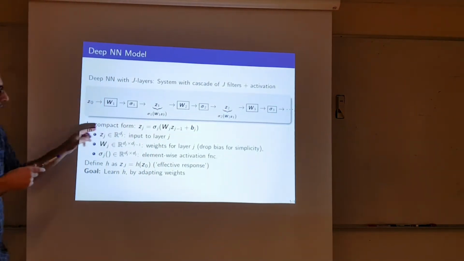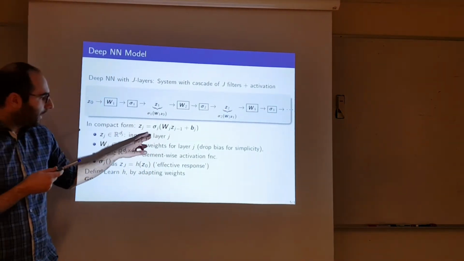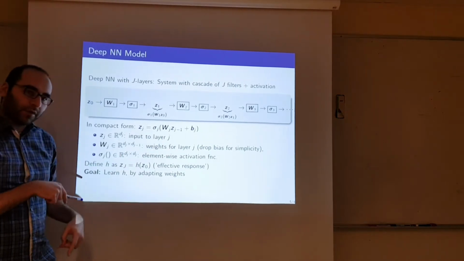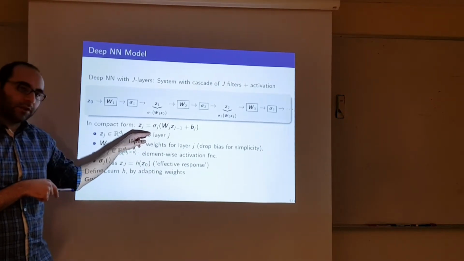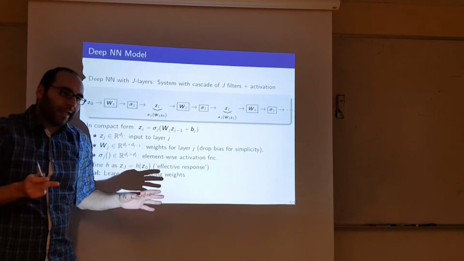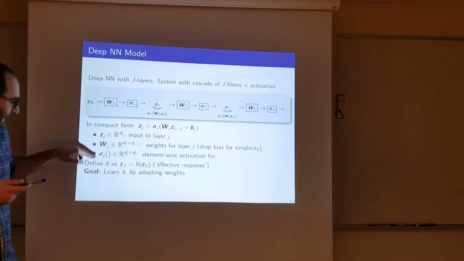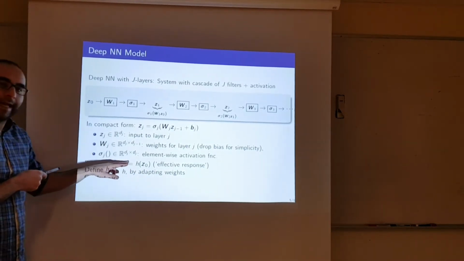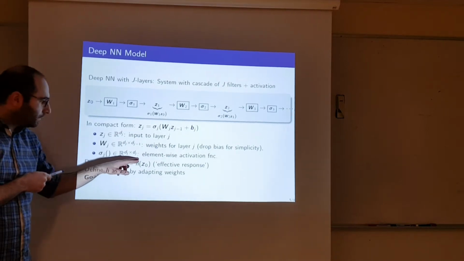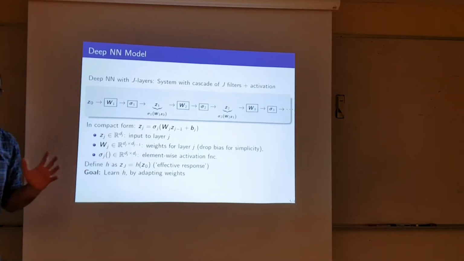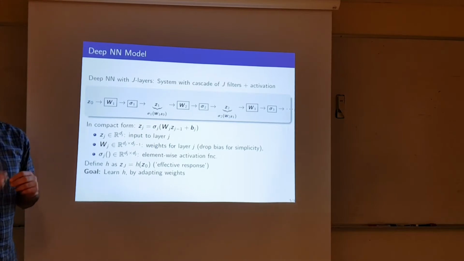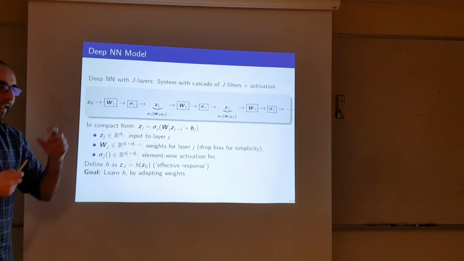As I said, the input of each layer, Zj, depends linearly on the output from the previous layer plus this activation function. And here there's a bias which we can ignore for now. So that sigma is just a function. It maps the r-dimensional space to the r-dimensional space. You give it a vector as input, and it outputs a vector of the same size.